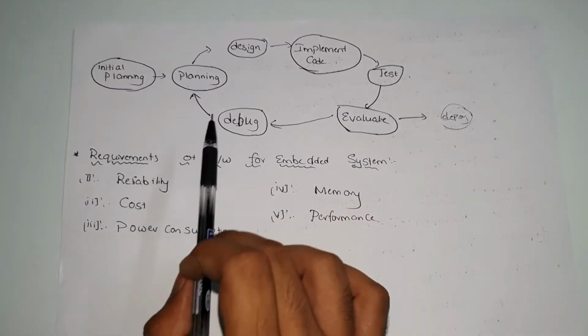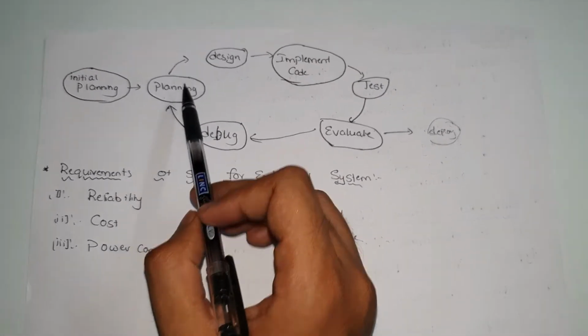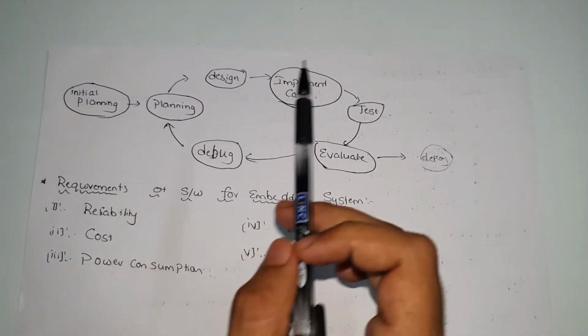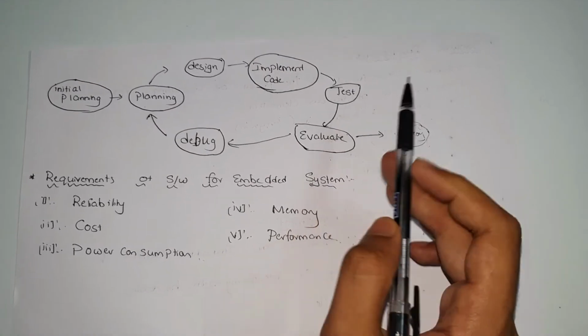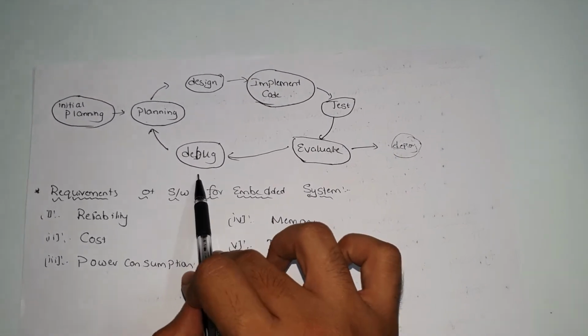Next, the software development cycle. The software development cycle consists of the following steps. First, planning, and then designing, then implementing the code, and then testing it and evaluating whether it meets our specifications or not, and then finally debugging.